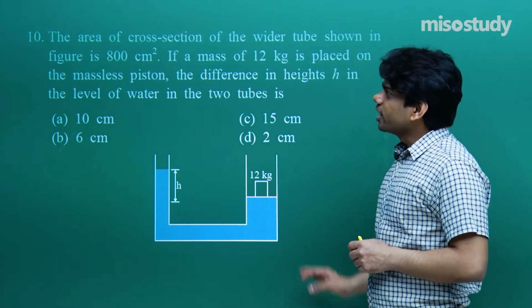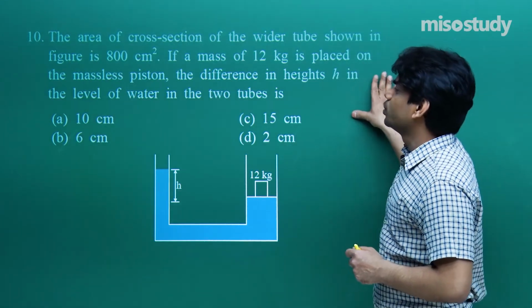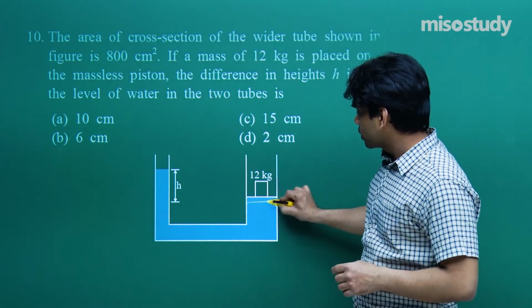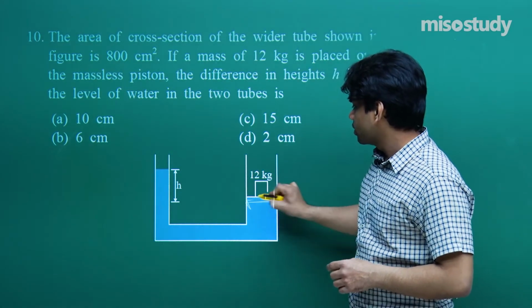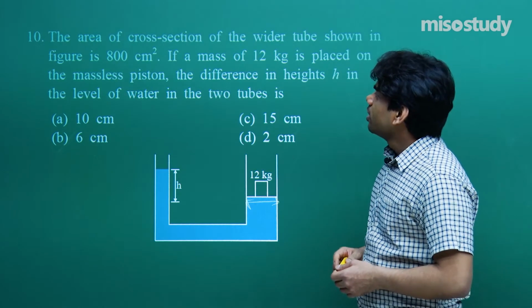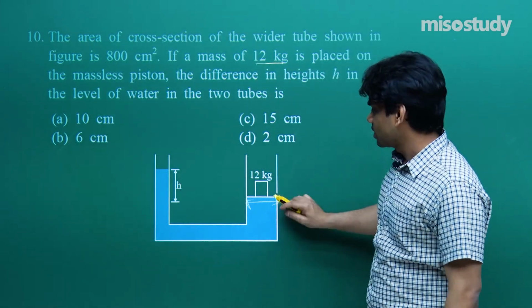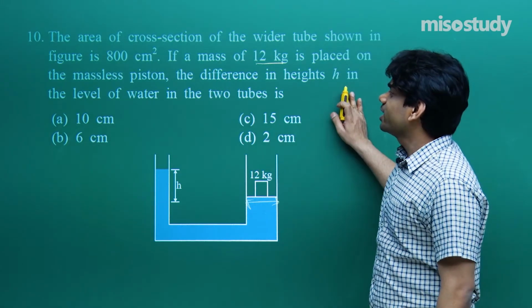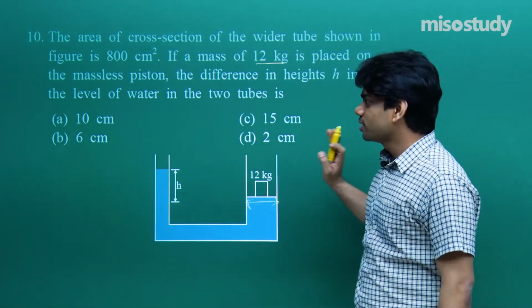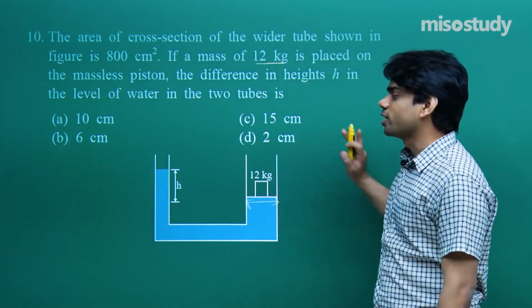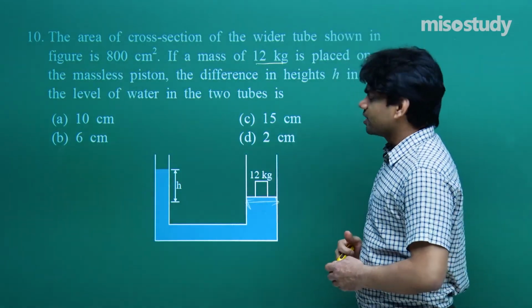10th, the area of cross section of the wider tube shown in figure is 800 square centimeter. So this area of cross section is given as 800 square centimeter. If a mass of 12 kg is placed on the massless piston, this is a massless piston, the difference in the height h in the level of water in the two tubes is A 10 centimeter, B 6 centimeter, C 15 centimeter and D 2 centimeter. See here in this case how to proceed.